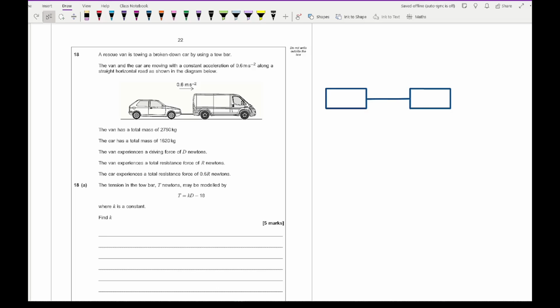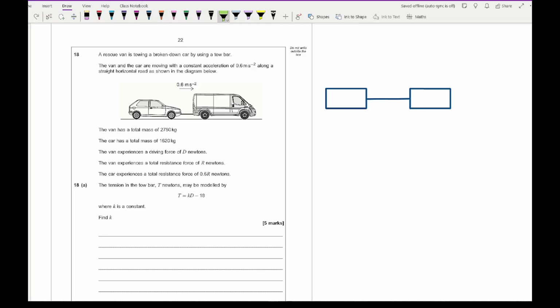18A says the tension in the tow bar is modelled by T equals KD minus 18, where K is a constant and we need to find K. So the first thing I like to do is to get a diagram and simplify that by just having some boxes, and we can add in the arrows for the different pieces of information that we've been given.